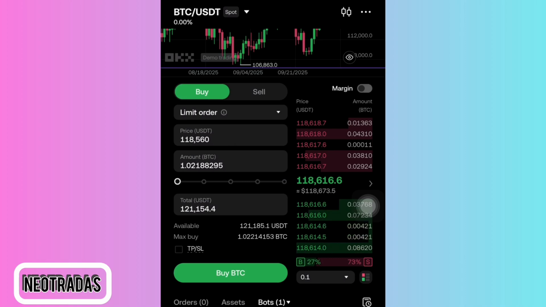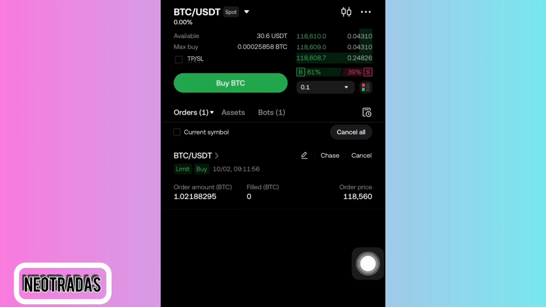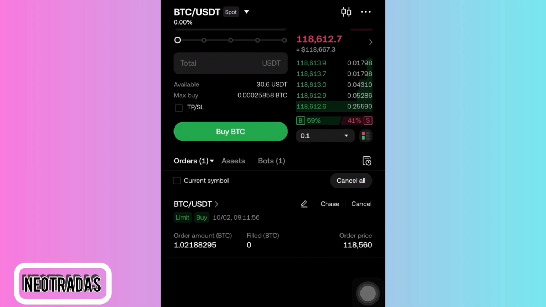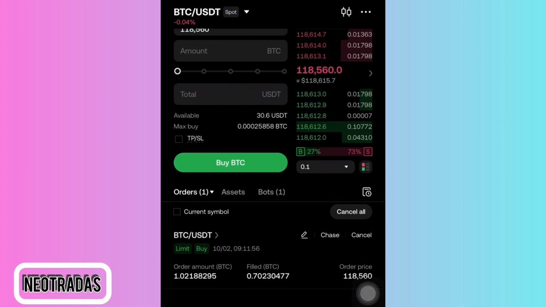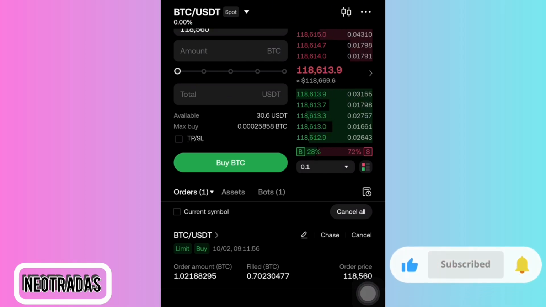Now, after we've done with setting our limit price here, we then have to tap on buy BTC orders here, and this is the price section. You can see your other details here. After placing your limit order, you see we do have BTC USDT, we do have the limit buy, we do have the date and the time, the amount of BTC that you want to buy, and then we do have the other price as well.